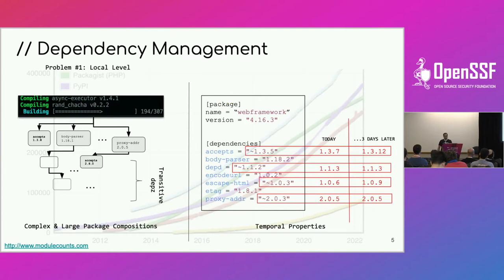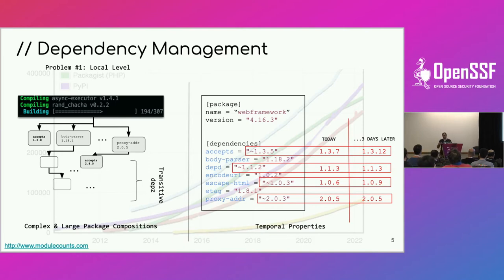I think many of you know the key problems or challenges in package management, but it's always good to touch base and be on the same ground. One of the main problems is that you usually end up with very complex and large package compositions. For example, last week I was installing a very simple Rust project, about 150 lines of code, but I ended up trying to install 307 dependencies for that. That's quite a lot.